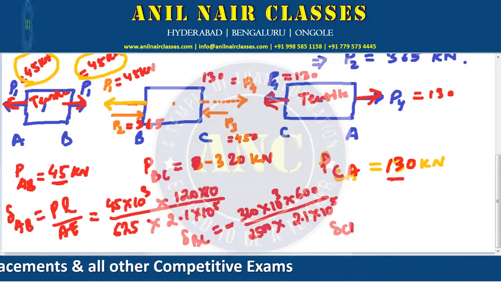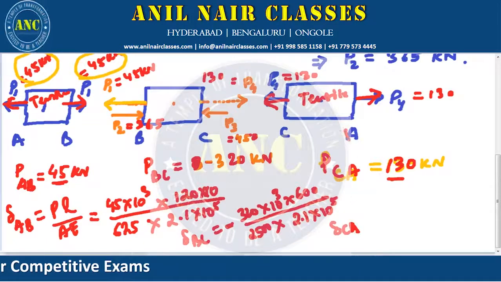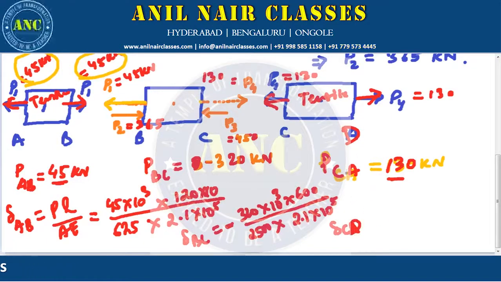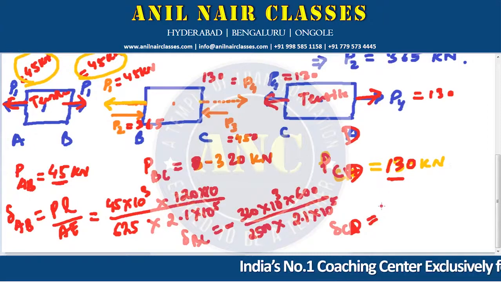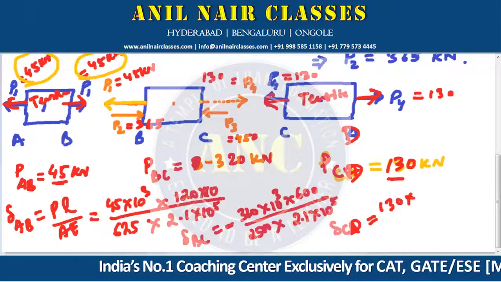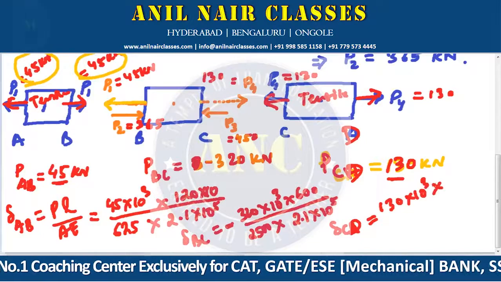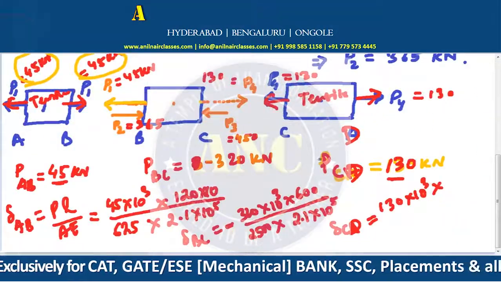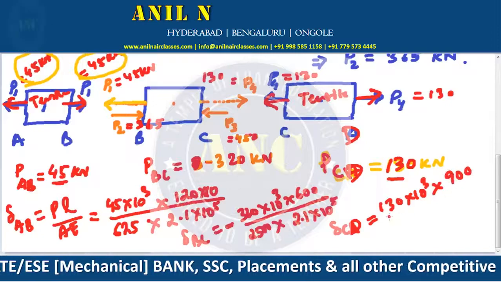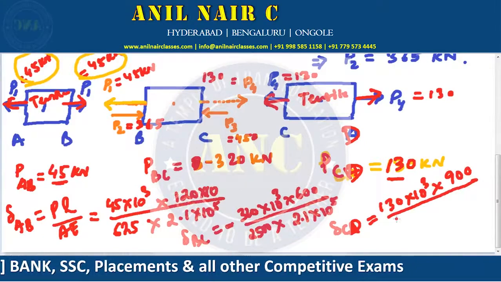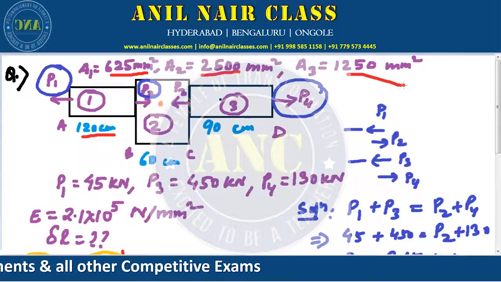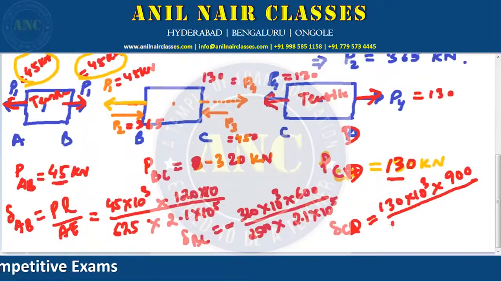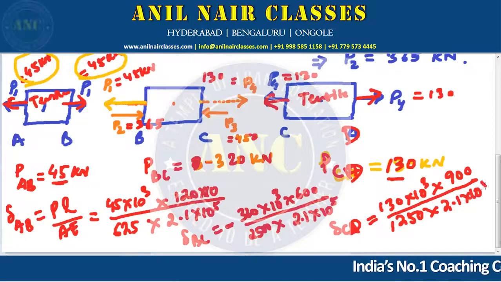Similarly, we'll go for CD. I'll take it CD. So it will be what? Load. What is the load? 130 kilonewton, that is tensile. So plus length is how much? 90 centimeters. So this will be 900 mm. Then is your area. Area is how much? 1250. So this is 1250 into 2.1 10 to the power 5.